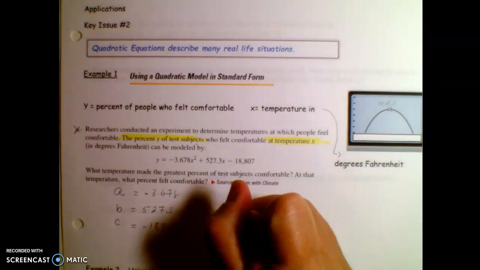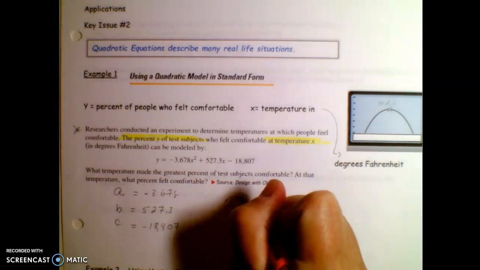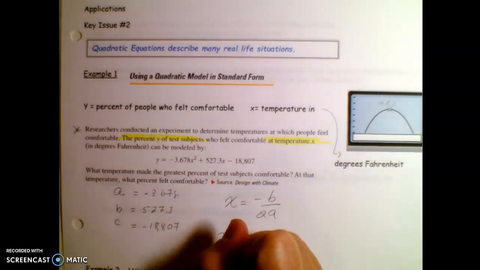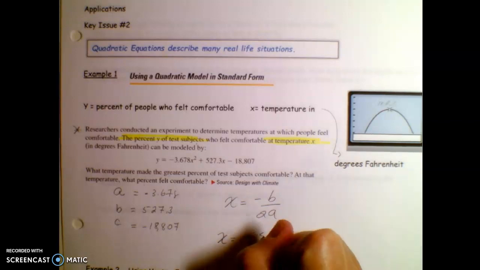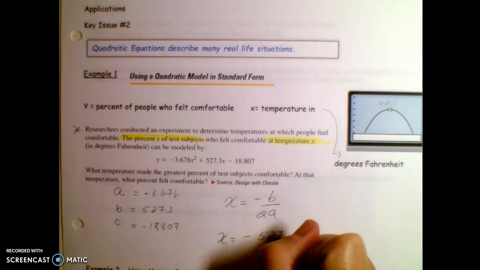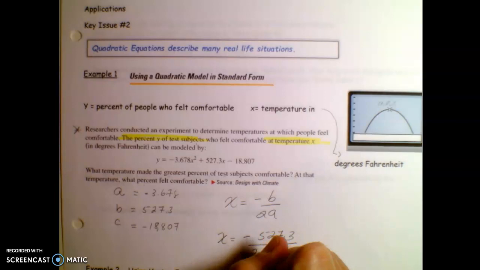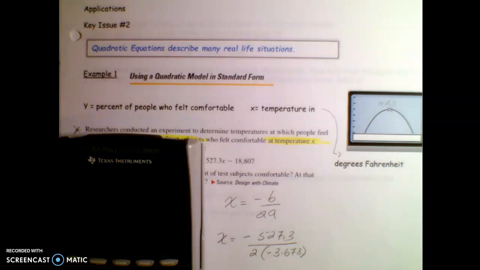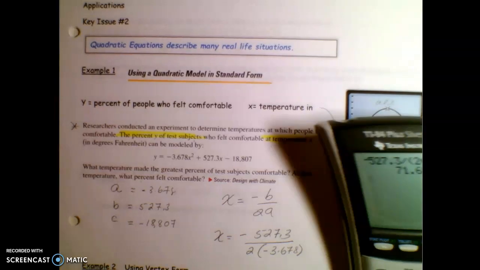All right, so I want to find when Y is at a maximum. So I'm looking for my X value first. So X is equal to minus B over 2A. X is equal to minus 527.3 over 2 times A, which is negative 3.678. Okay, so I'm going to stop and go get my calculator and calculate that. Okay, so I went and got my calculator and I typed in negative. Whoops, let's see this.